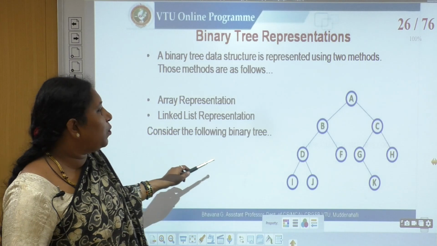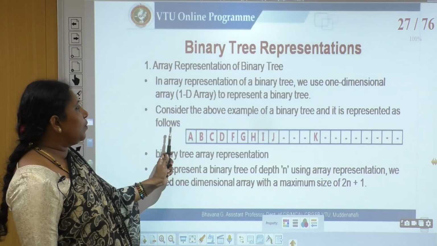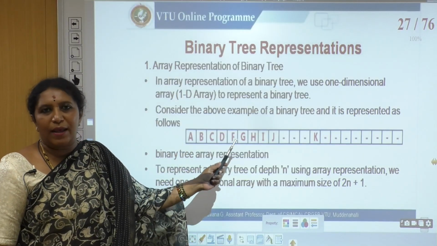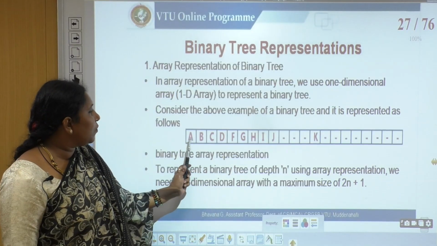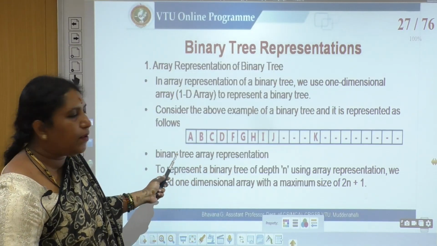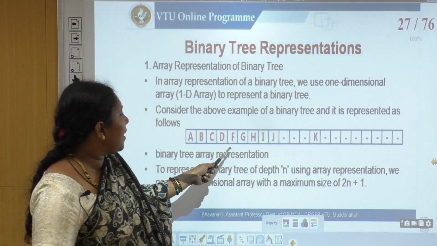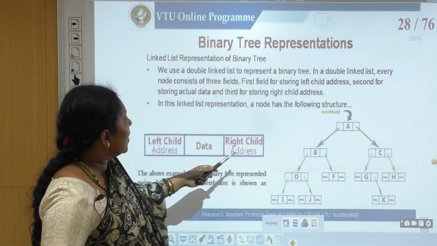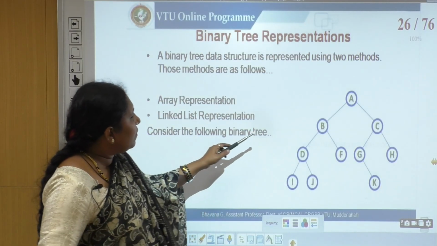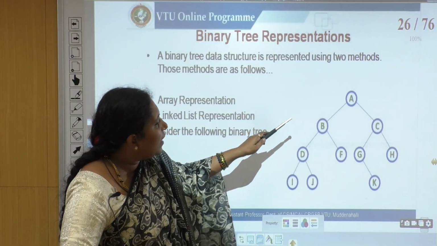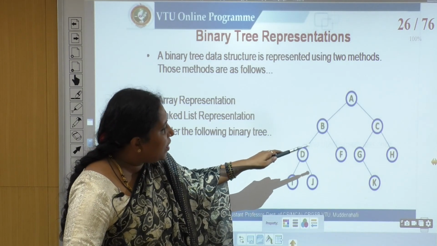Using this, let us represent the tree. First let us see the array representation. Usually for array representation, we use a one-dimensional array. You can see here the sequential order of array representation. This is A followed by B, followed by C, followed by D, F, G, H, I, J. First A is the root, you have to traverse from A, then B, then C, D, I, J, then F, then G, then C, then H.